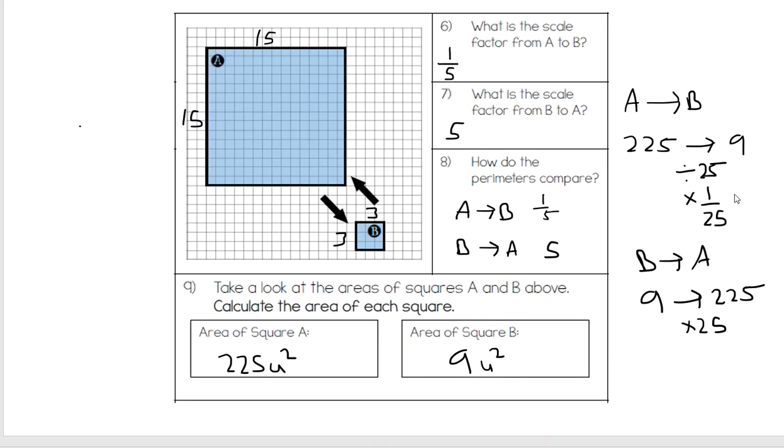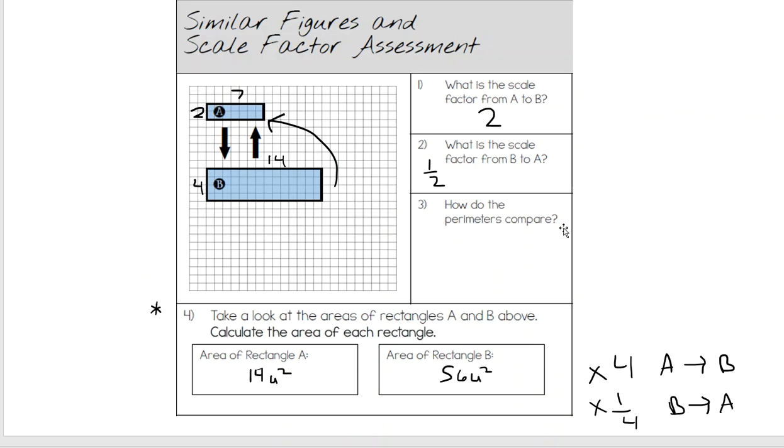Now let's go ahead and talk about the answers that we got for number 4 and for number 9, okay? When we are talking about the areas and the perimeters, the scale factor of the perimeters is the same.